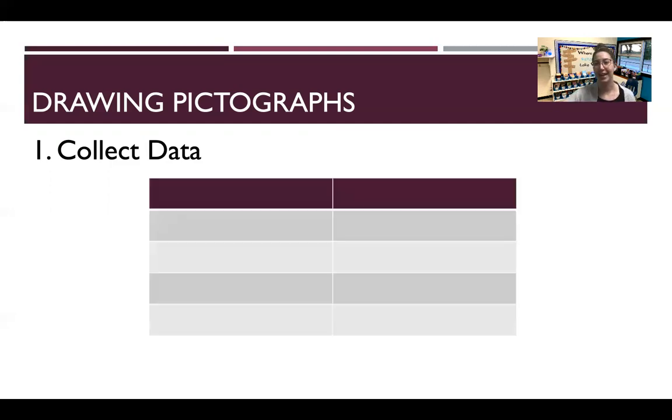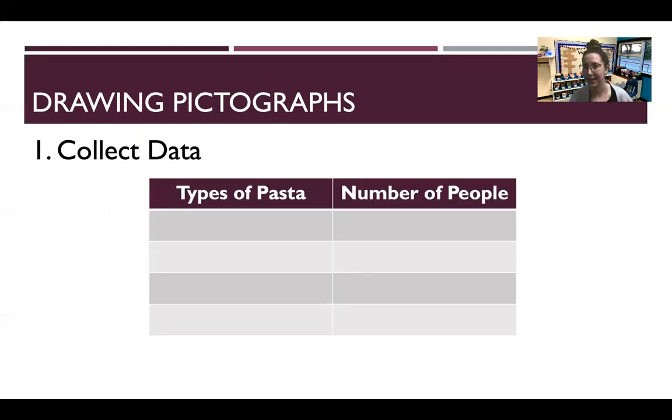Then you're going to create a handy dandy little chart. In your chart, on the one side, you have what you're talking about. So I chose types of pasta because I'm very passionate about pasta and I want to know if other people like it too. And then on the other side, that's where you're going to collect your data. So it's always going to be number of people. That side does not change.